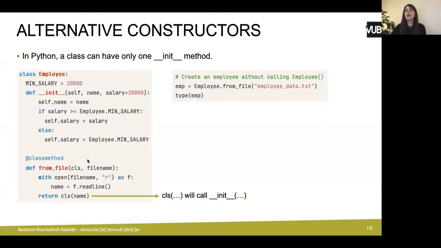But sometimes I wrote the name or the salary inside a file, and I want to have a constructor that extracts that name from that file and creates an object from that class. To do this, I have a class method which has CLS as the first element and the file name. It will be with open, and the first line is the name. It's just an example. It can be any other thing. But just imagine this is another constructor that I want to have.